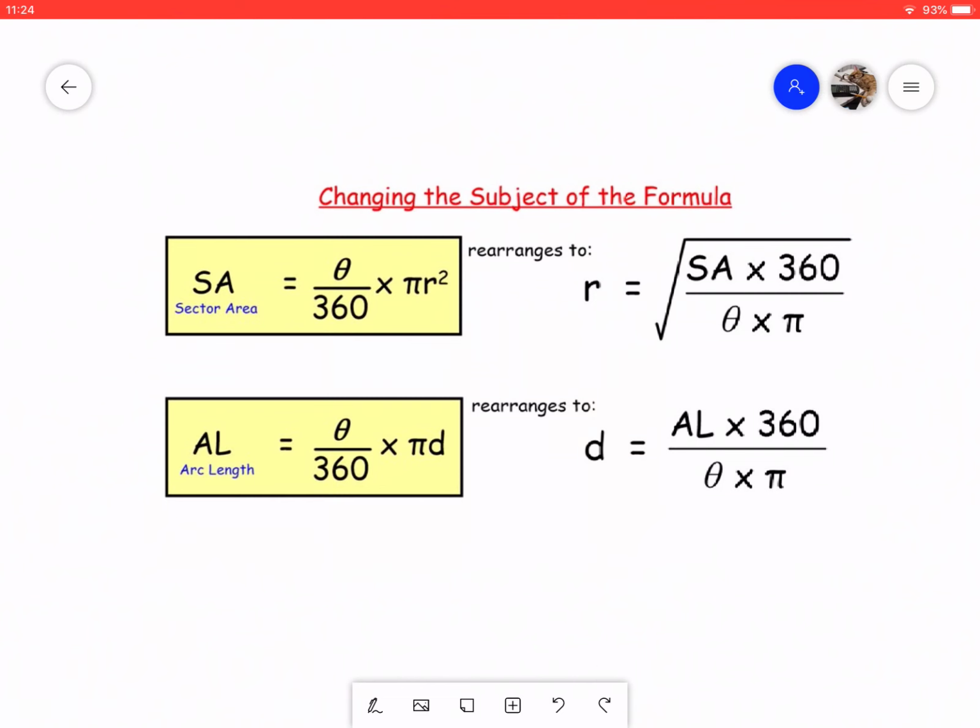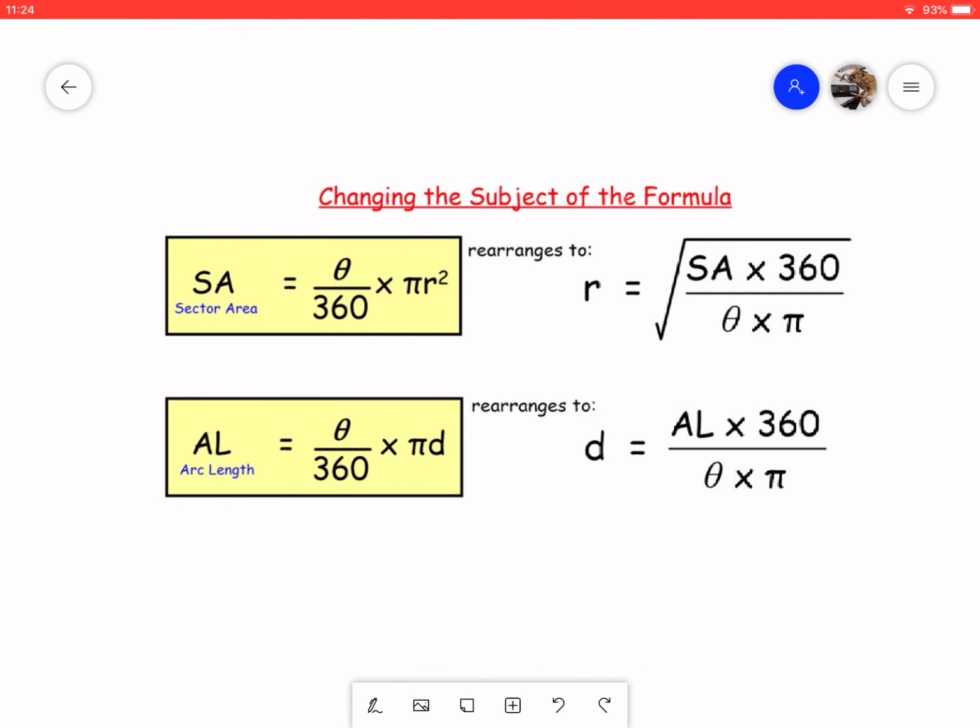If you were asked to find the length of the radius in a question where you're given the sector area, you would have to rearrange this formula to get r on its own, and you'd end up with this sort of complicated looking formula on the right hand side. You do not have to use this method, but if you do, you would rearrange it to get r on its own, and then substitute in the numbers that you're told in the question. You would substitute a number in for your sector area and a number in for your angle theta, and then put this all in your calculator to get the radius. You would achieve full marks if you use this version for the question that you're asked.